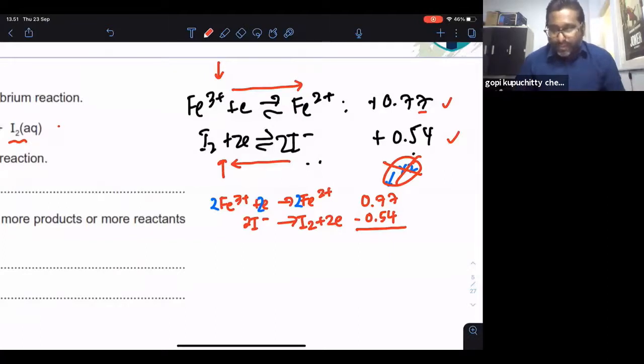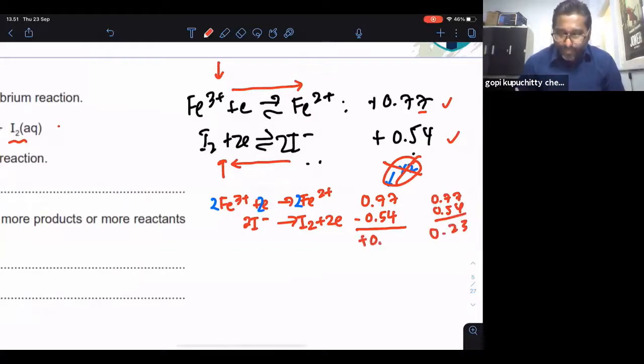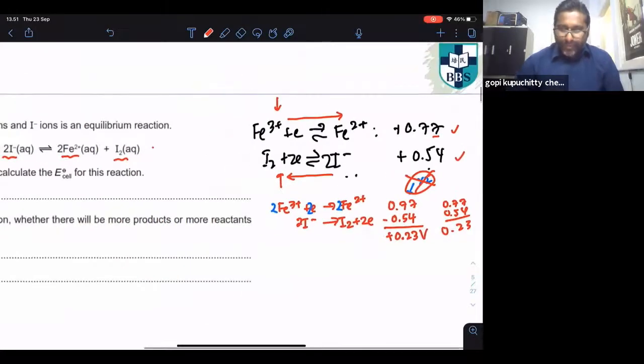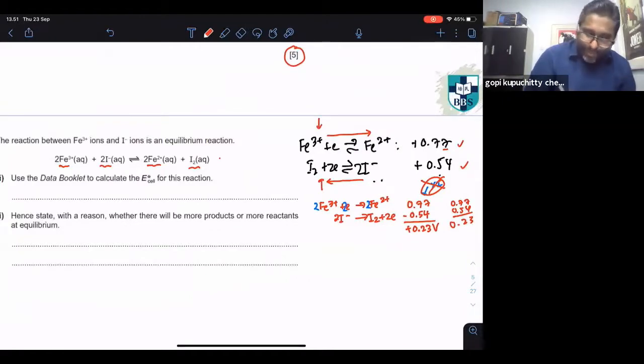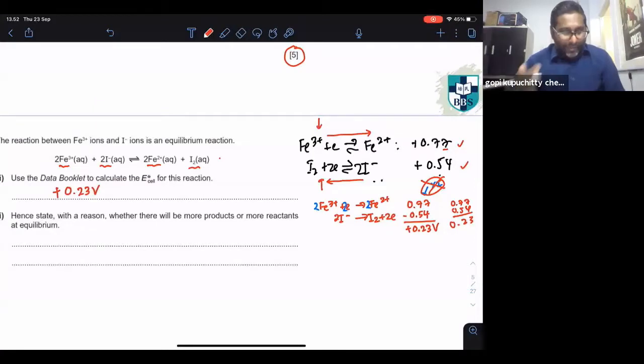So when you calculate this, 0.77 minus 0.54, you are going to get 0.23. So which is going to be a positive value, 0.23 volt. So they want you to find the E value. I already calculated, so this is going to be positive 0.23 volt. Okay, done. Hence, state with reason whether there will be more product or more reactant at equilibrium.